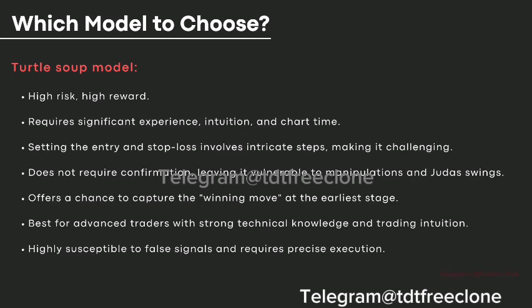The third point is that it has intricate entries and stop loss placements. One of the hardest parts of the turtle soup model is setting your entry and stop loss, because unlike other entry models, this model requires precise execution and there's very little room for error. The reason it's so challenging is because if your stop loss is too tight, then normal market volatility could take you out prematurely. But if it's too wide, then you risk making your risk to reward ratio vague and not worth it. Number four, it requires no confirmation, which makes it vulnerable to manipulations.